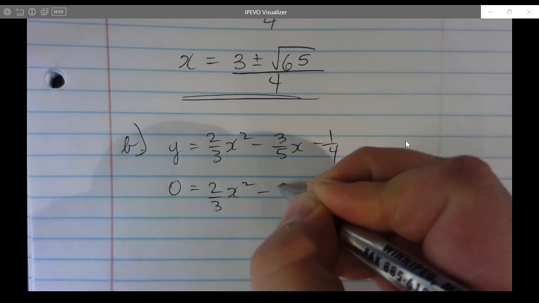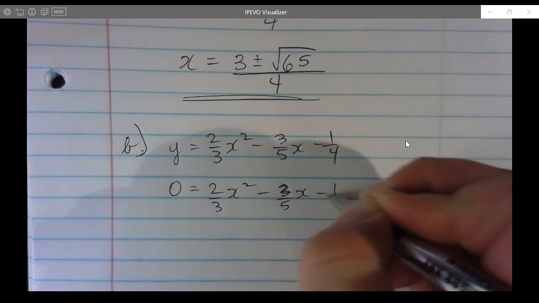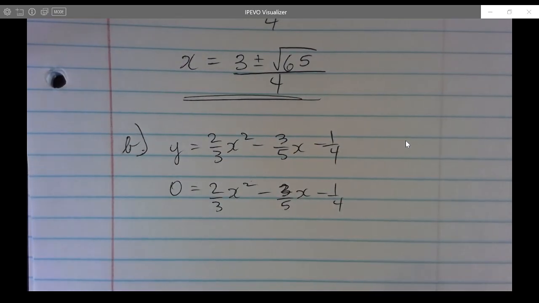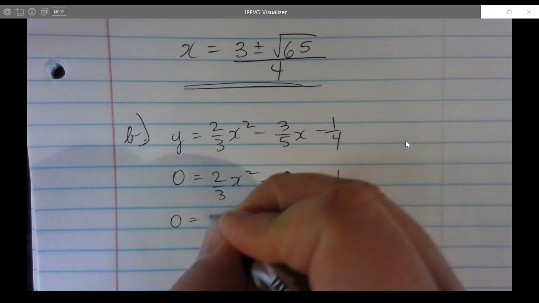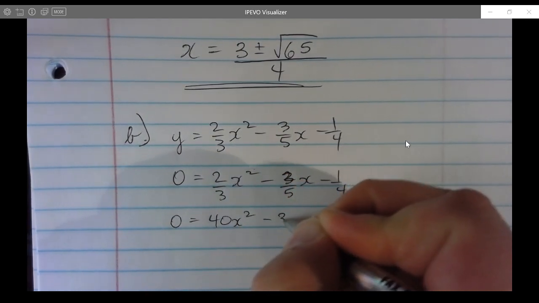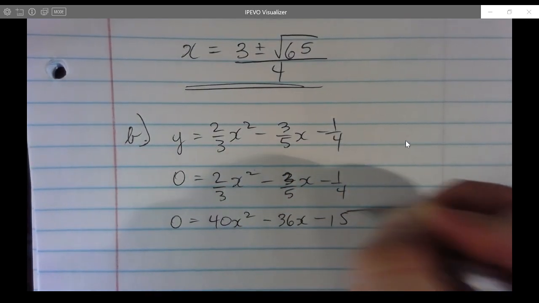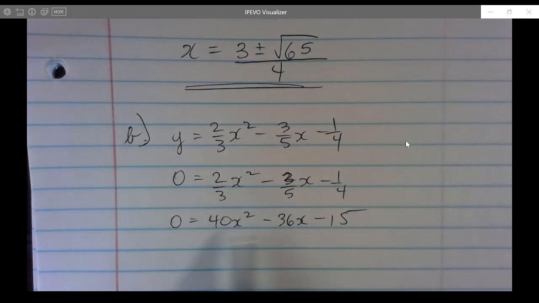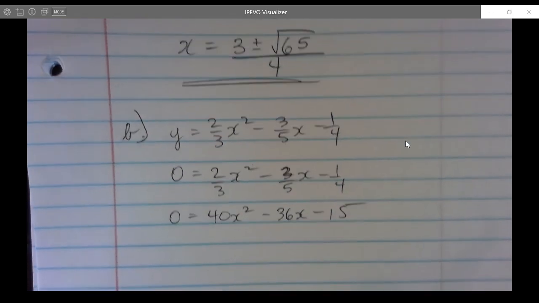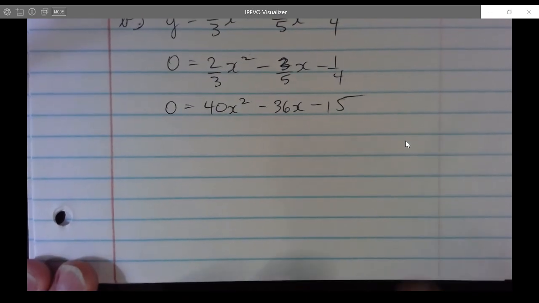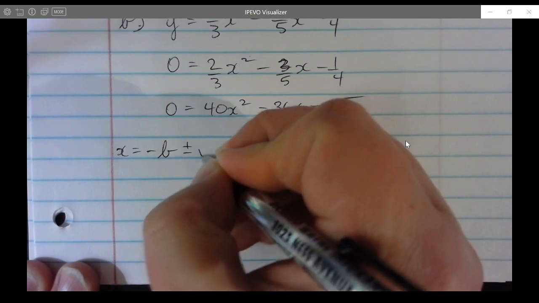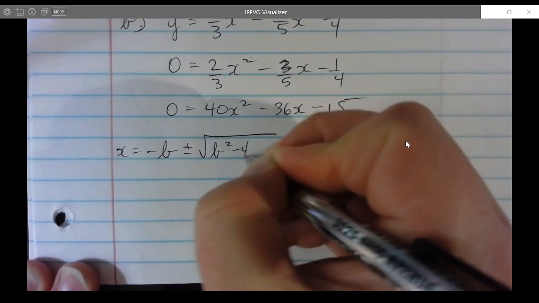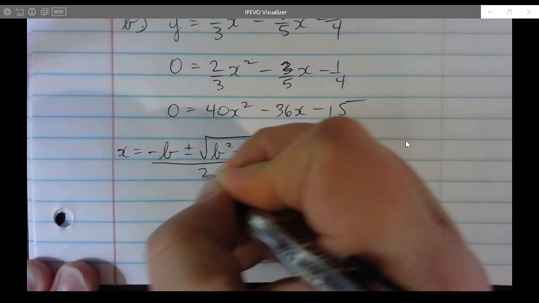And step 2, whoops, that's a 3. And step 2 is we times everything by 60, which we'll do that again. And when we times everything by 60, we got 0 equals 40x squared minus 36x minus 15. So now my A is 40, my B is negative 36, my C is negative 15. So let's use the formula. X equals minus b plus or minus the square root of b squared minus 4ac all over 2a.